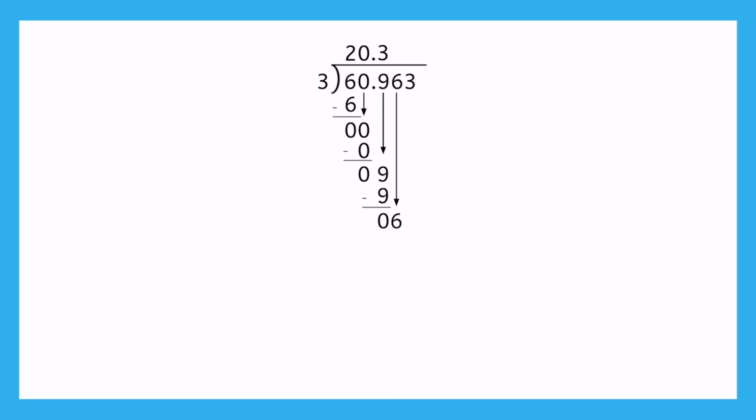From 6, we can make 2 groups of 3. So record the 2 over the 6 in the hundreds place. 2 times 3 is 6, so record that below and subtract. And then we bring down the 3, our last digit. We can make exactly 1 group of 3 from 3, and we're left with 0. So we're done.